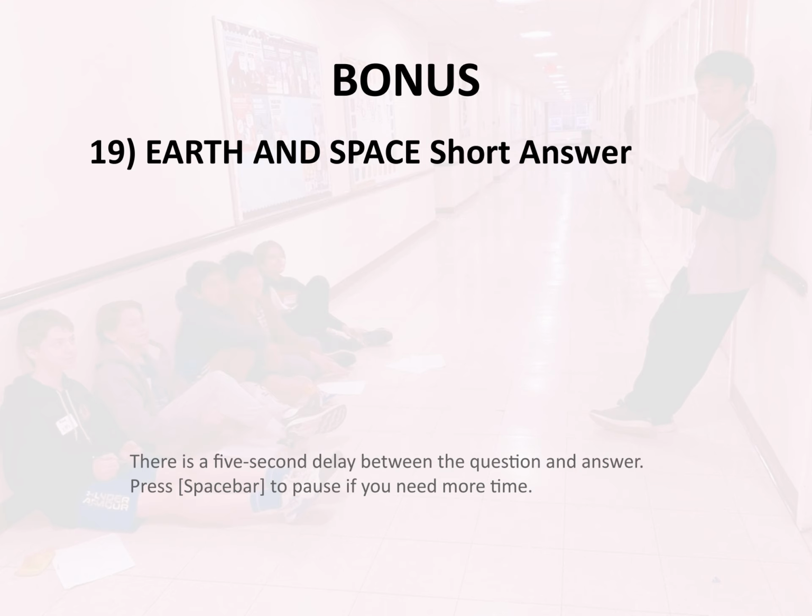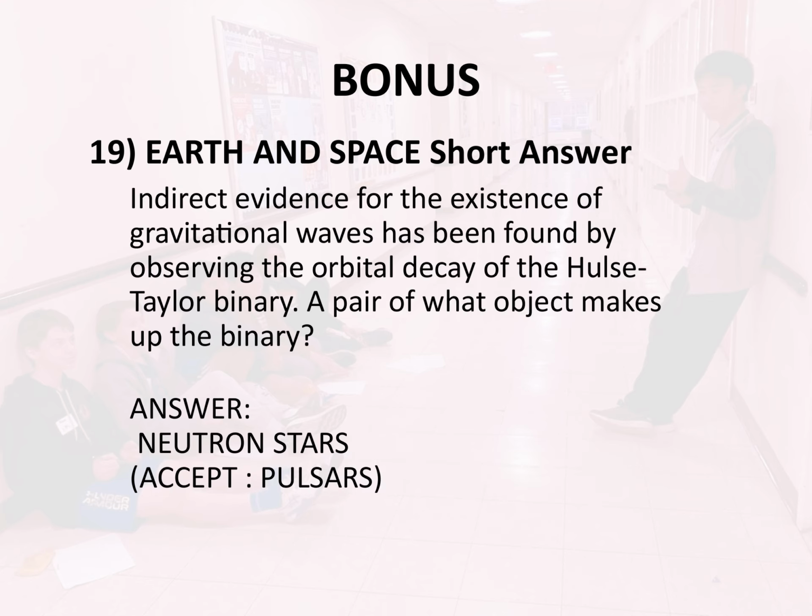Bonus: 19. Earth and space. Short answer. Indirect evidence for the existence of gravitational waves has been found by observing the orbital decay of the Hulse-Taylor binary. A pair of what object makes up the binary? Answer: neutron stars.